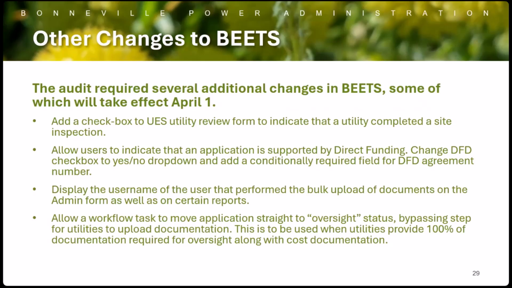And next, DFD project identification will be slightly changed. So currently, BPA staff is responsible for checking the direct funding button on the funding determination form. But moving forward, the direct funding button will be changed to a yes/no dropdown, and utilities will be responsible for changing that dropdown to yes for direct funded projects. And there will also be a space to enter the DFD agreement number on that form.